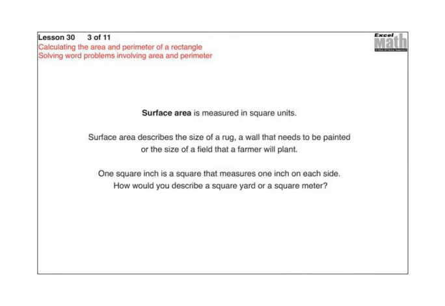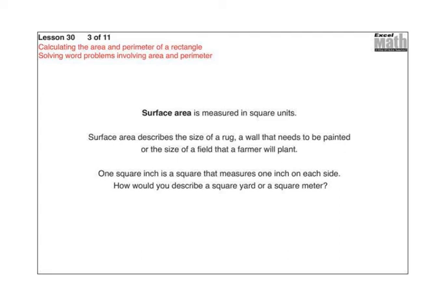Surface area is measured in square units. Surface area describes the size of a rug, a wall that needs to be painted, or the size of a field that a farmer will plant. 1 square inch is a square that measures 1 inch on each side. How would you describe a square yard or a square meter?